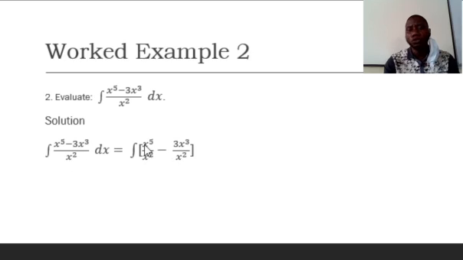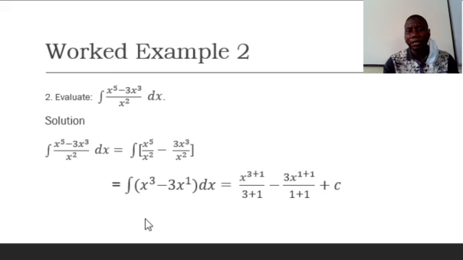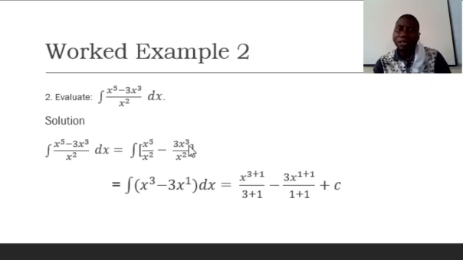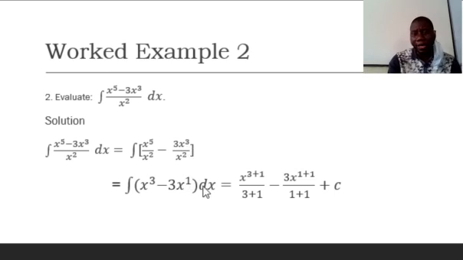Then I'm going to divide x^5 by x^2, and that will be x^3. Simply deduct 2 from 5. That will be 3. Then minus, divide 3x^3 by x^2. That will be 3x^1, or simply say 3 minus 2. You have 1 here, the x.